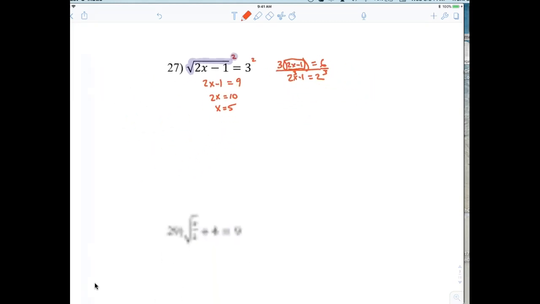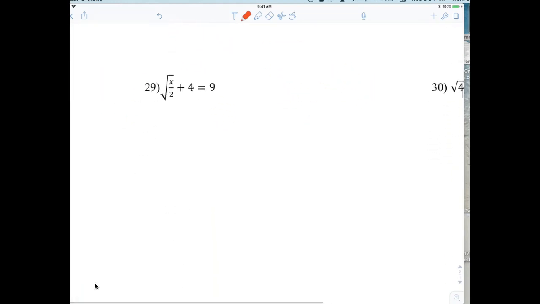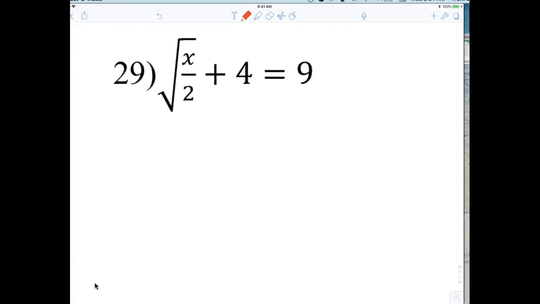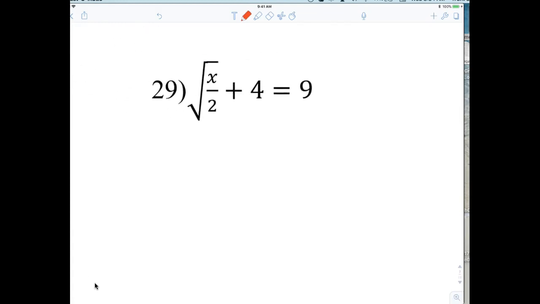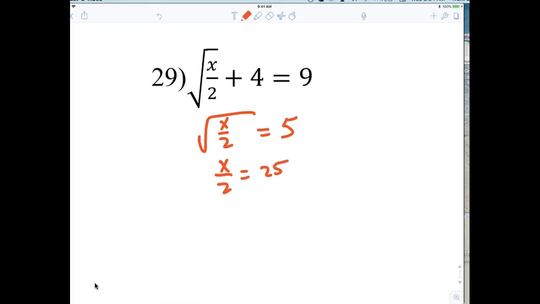All right, continue. 29. Now it's not isolated here, so I have to do what? Subtract 4 from both sides. So I have the square root of x over 2 equals 5. X over 2 equals 25. So x had to be what? X is 50.